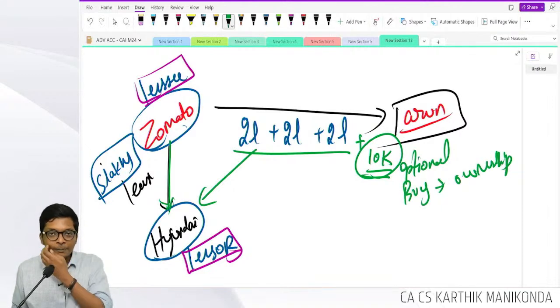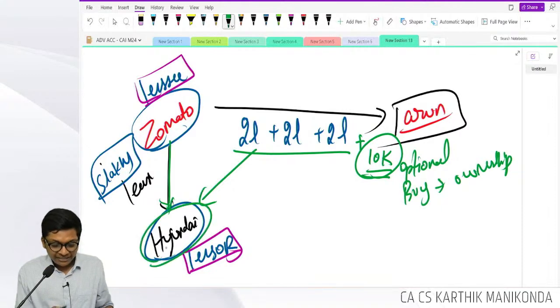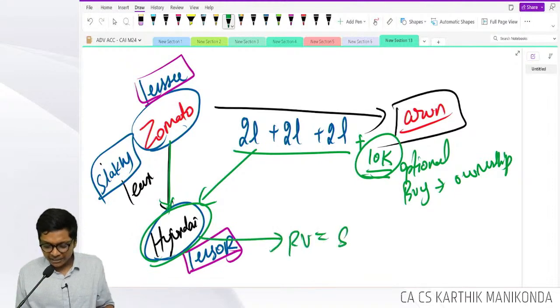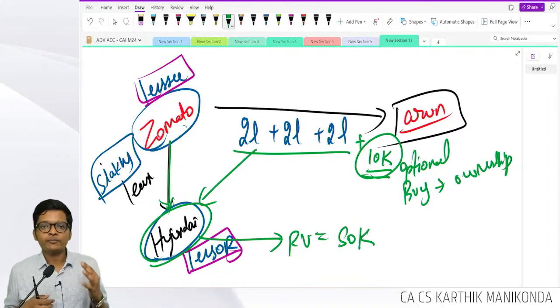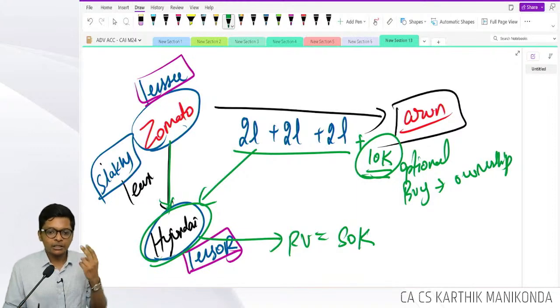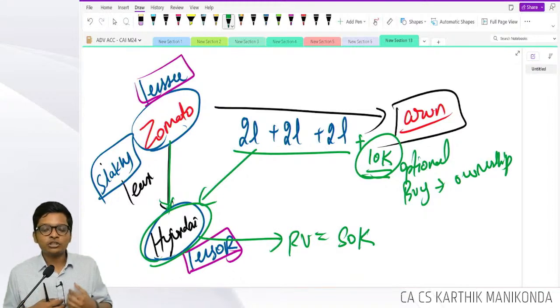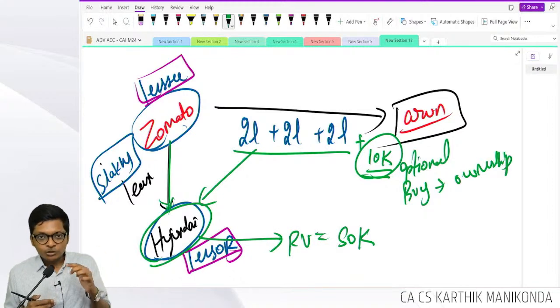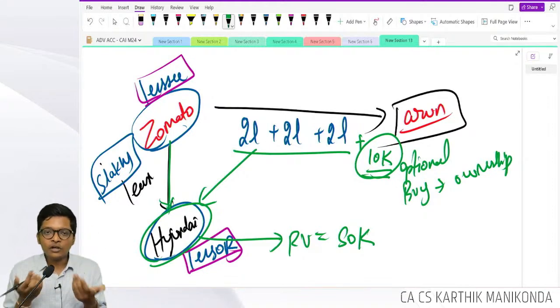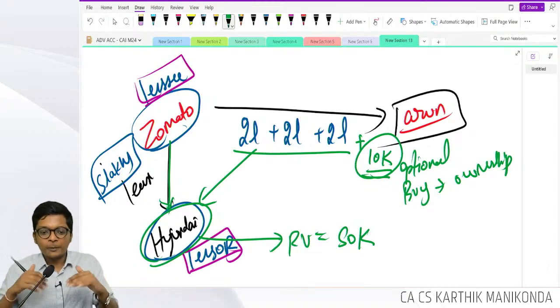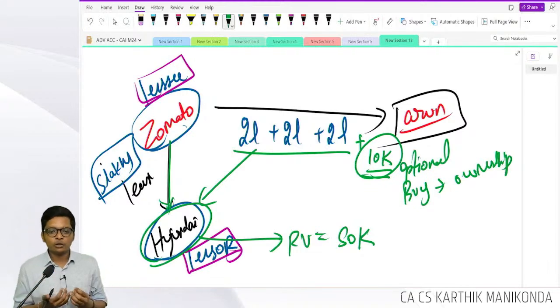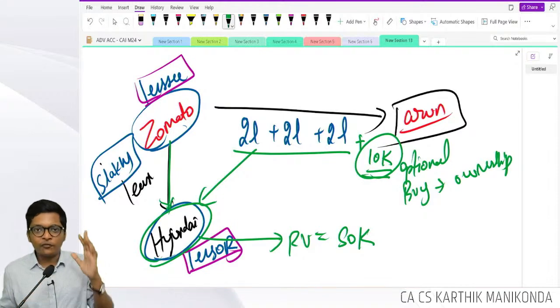If they don't buy the car and get ownership, Hyundai will get the car back and they will sell in the market. Assume residual value is 50,000. This is the transaction. What's the transaction? Zomato took a car on lease from Hyundai for 3 years where they are paying 2 lakhs, 2 lakhs and 2 lakhs in each of these 3 years. If they purchase today, they would have paid only 5 lakhs. End of the lease period, optional to pay 10,000 to buy the car. If they pay 10,000, Zomato will get the ownership. If they don't pay 10,000, Hyundai will get the car back and they will sell for 50,000.